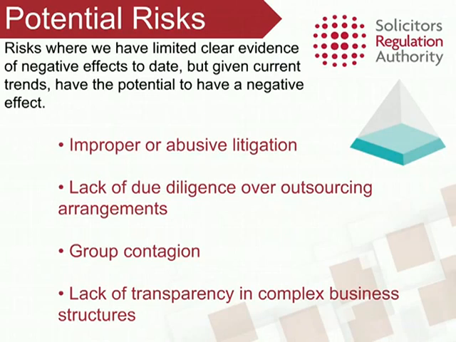Just to explain a little bit more about the phrase group contagion, we use this to mean when problems at one part of a group of firms may affect the other firms. So whether this is, for example, an ABS where activities in a non-solicitor part of the group affect the law part of the group, but this could also be a firm that has offices in various different countries, and if there were problems at one of those, are there sufficient initiatives in place to protect this from spreading to other parts of the group? In terms of lack of transparency in complex business structures, we just want to reiterate that this isn't specifically about alternative business structures. It may also apply to complex recognised bodies.